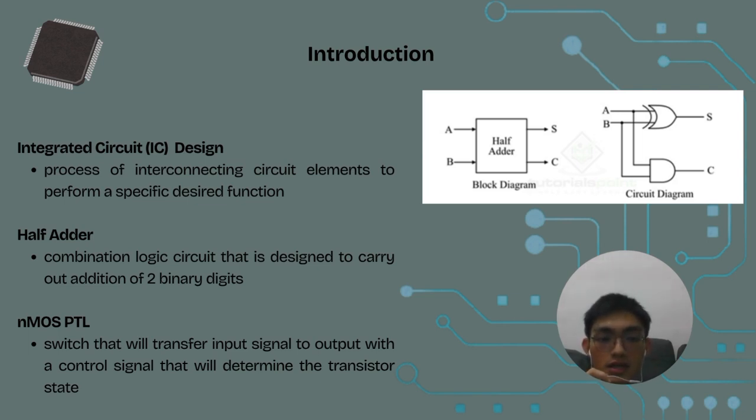From the circuit diagram, we can notice that an XOR gate and also an AND gate are used to implement a half adder. The NMOS PTL acts as a switch that will transfer the input signal to the output, with a control signal that will determine the transistor state.